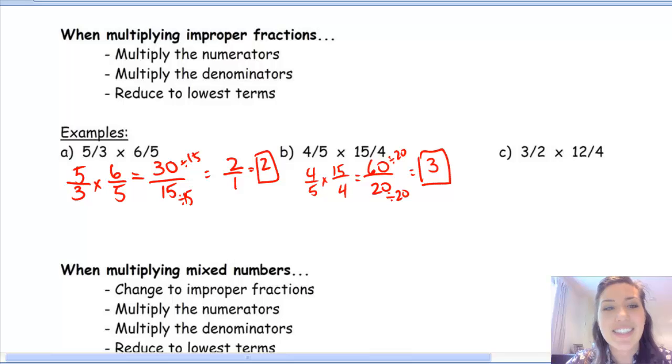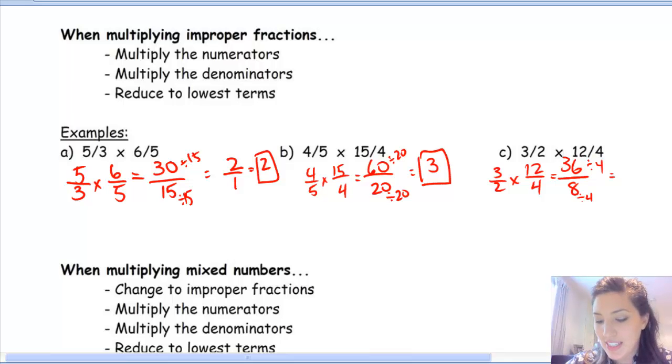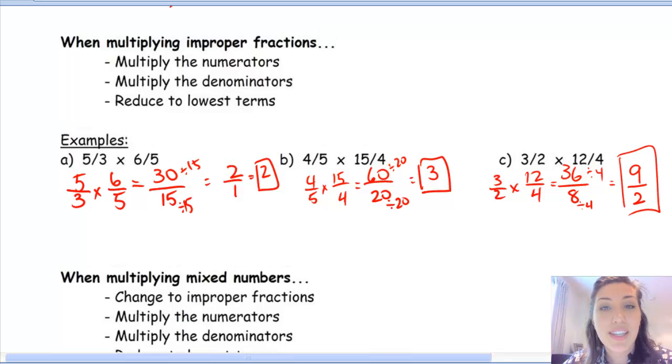And our last example here, 3 over 2 times 12 over 4. 3 times 12 is 36. 4 times 2 is 8. Both of these can be divided by 4. 36 divided by 4 is 9. 8 divided by 4 is 2. So we end up with 9 over 2. Now you see that we left this as an improper fraction because we were multiplying improper fractions.